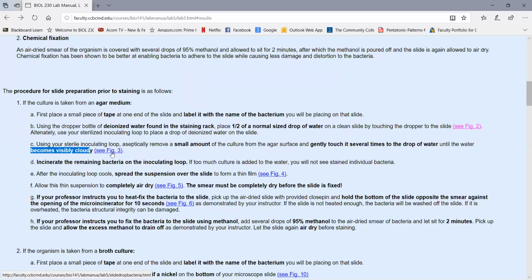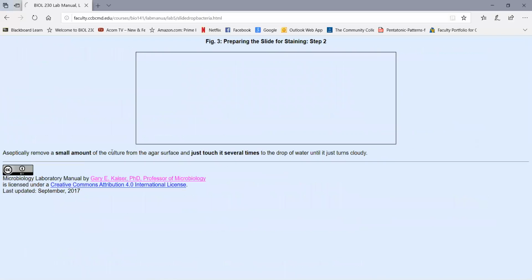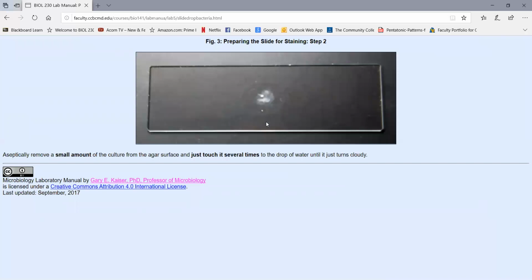But the point is that normally I just take the loop and push it into the water once, check it and see if it looks partially cloudy. If not, push it in a second time. If not, push it in a third time. Sometimes one little push and it's perfectly fine. Sometimes you may have to push the loop in several times to get enough to come off where the water looks just visibly cloudy. So you have to watch that carefully. If we look at figure 3 here, here's a drop of water. Now the drop's a little bit bigger than it should be, but I put that large so you can actually see that we don't want to get this whole drop looking like this.